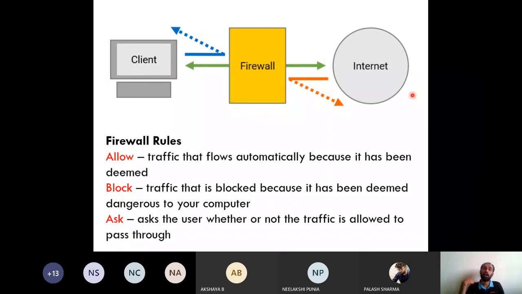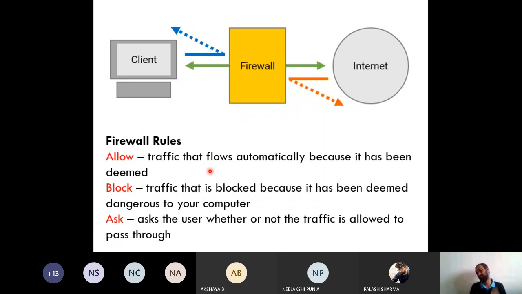So this may harm your device as well. You want me to allow this or not? If I say allow, then only it will be allowed. If not, it will not be allowed. So based on that, the firewall rules are categorized into three rules. I can say them as allow, block, and ask.